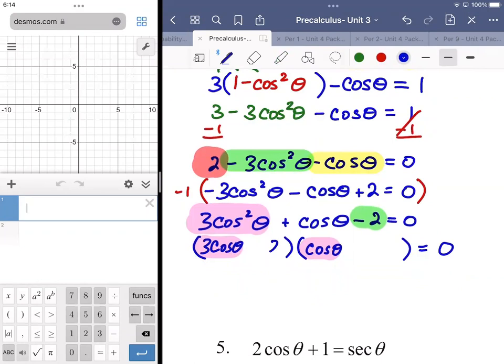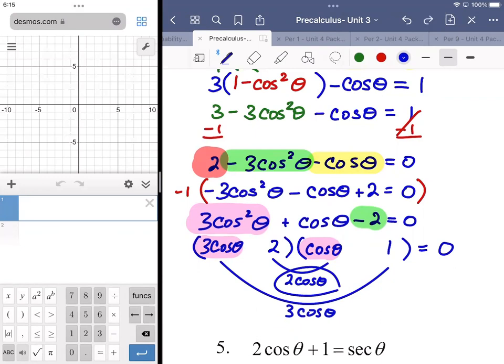So if I put the 2 here and the 1 here, what I like to do, going way back, is use this little arc approach, which is to say, I find the product of the outer and inner terms. 2 times cosine theta would be 2 cosine theta. 3 cosine theta times 1 would be 3 cosine theta.